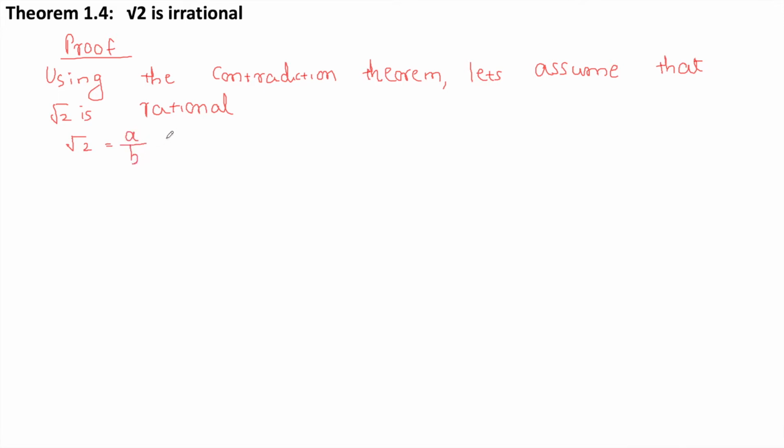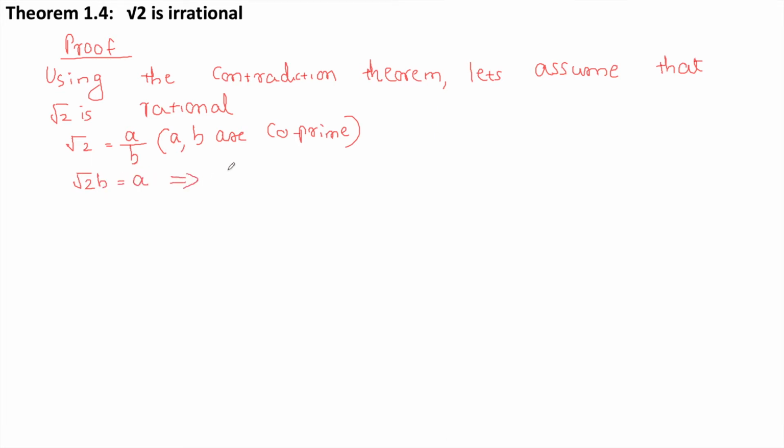Okay, we can represent it in a fractional form, and one condition is there: a and b are co-prime numbers. That means a and b are not sharing any common factor other than 1. Then root 2b is equal to a. We can cross multiply this. Then root 2b is equal to a.